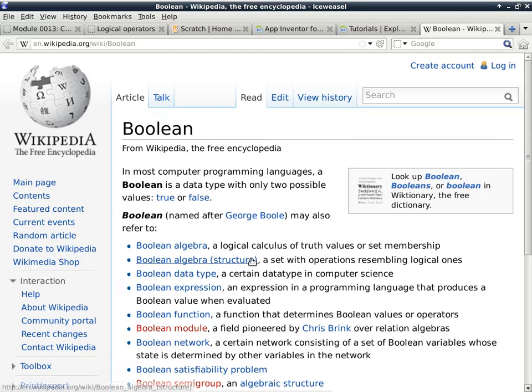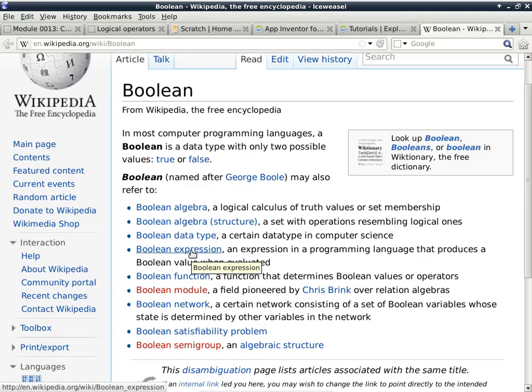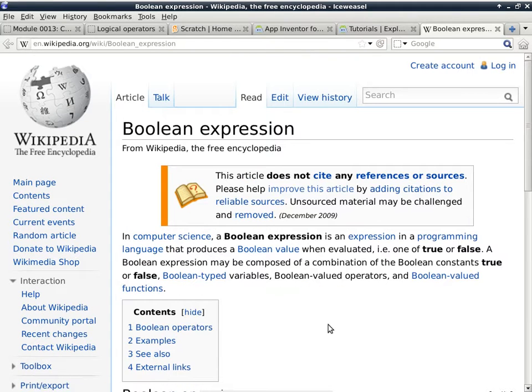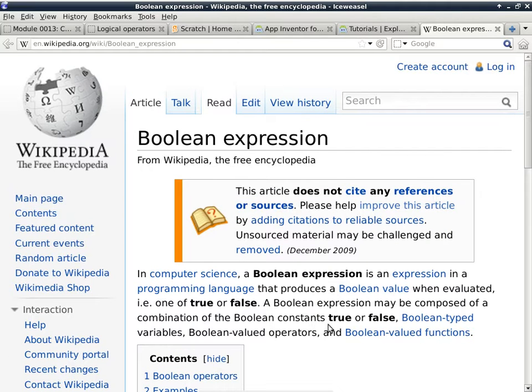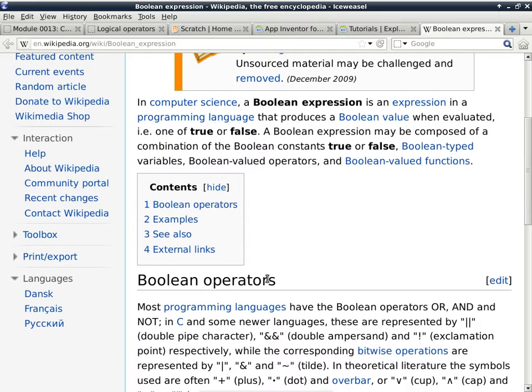All right, so we'll look up Boolean expression. But you can also look up the other types. The other one, which is Boolean algebra. We will do things on Boolean algebra in this case. In this class, I just won't call that Boolean algebra. Okay, and Boolean expression.